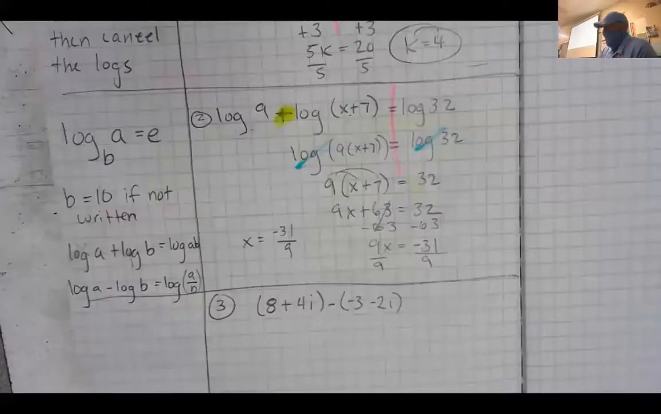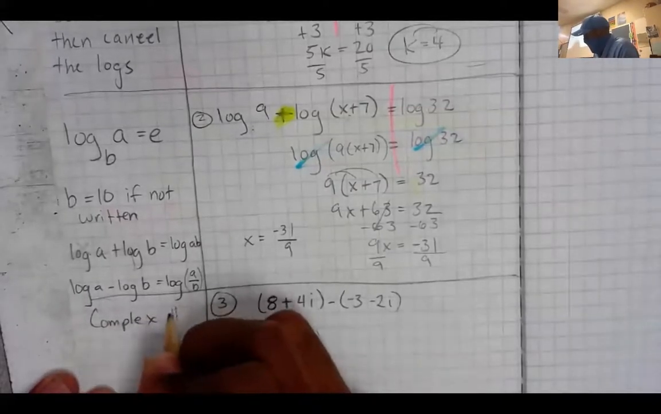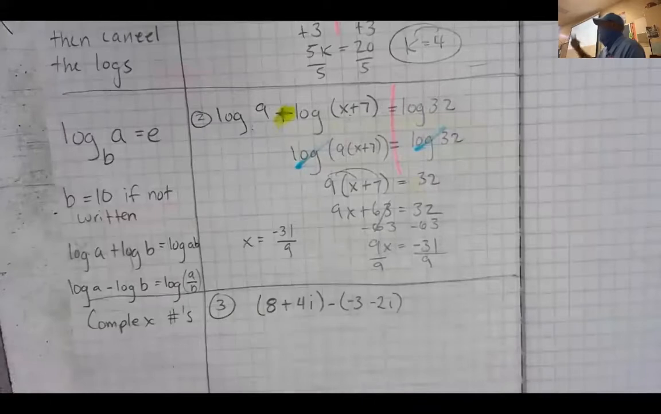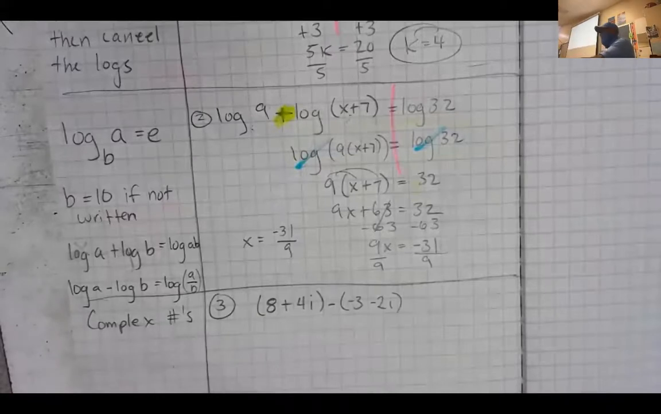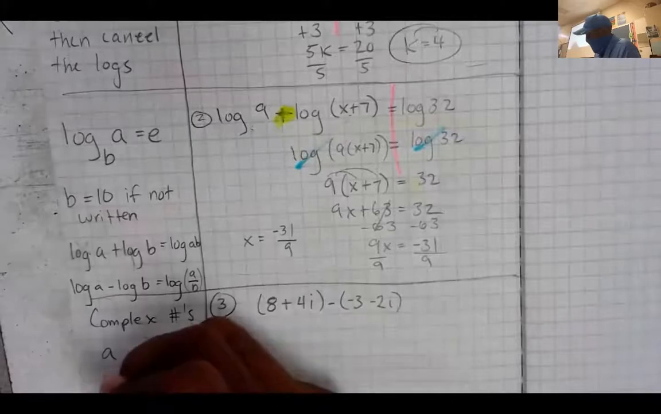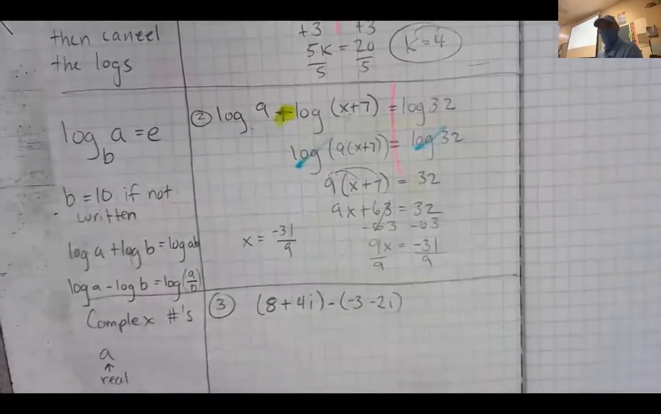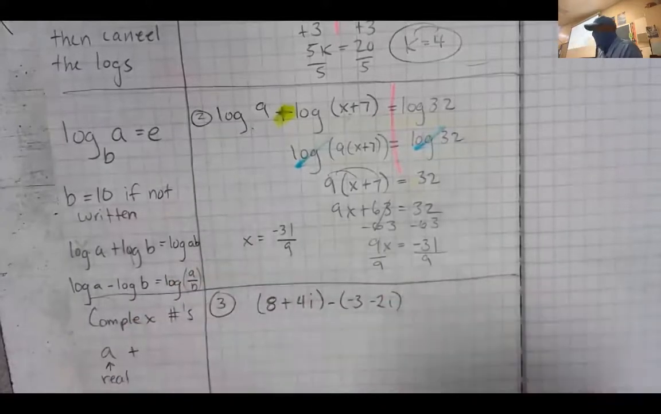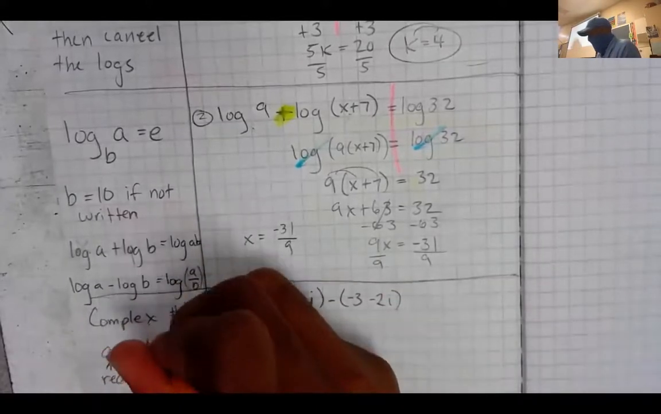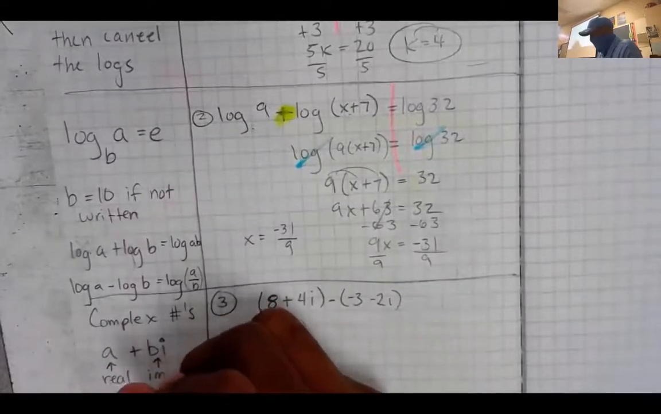So now with complex numbers, you always got to remember that complex numbers have two parts, and that's why they're complex. You have a real part, and then you have this imaginary part. The first part we call the real. And then it's going to be added, or it could be subtracted, to a complex or imaginary part.